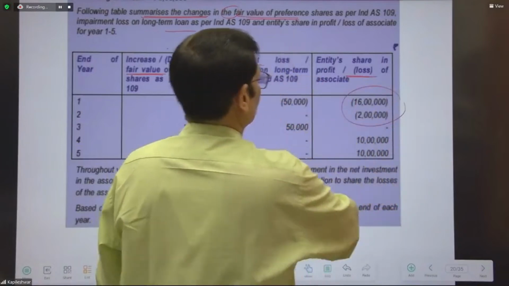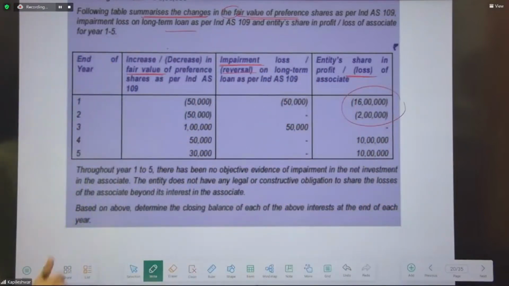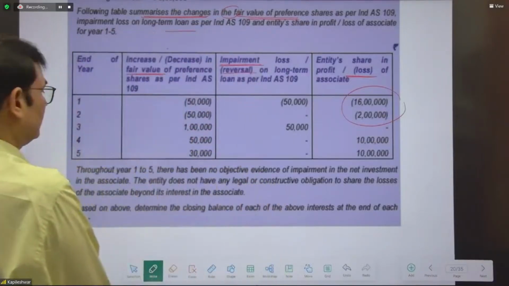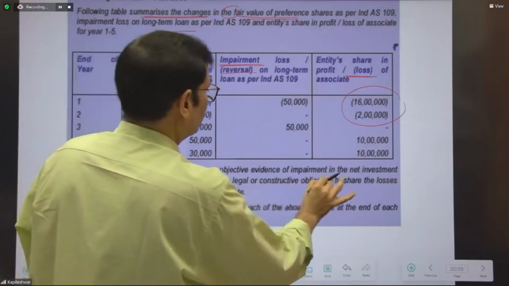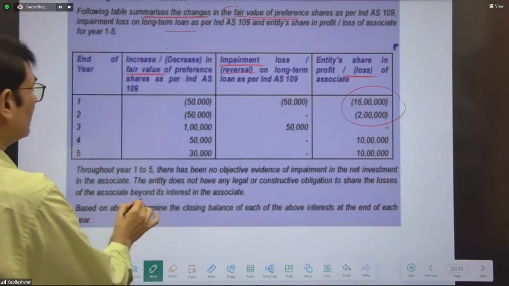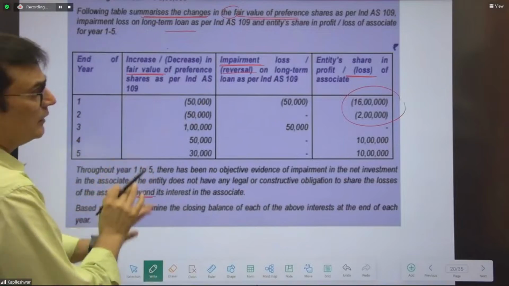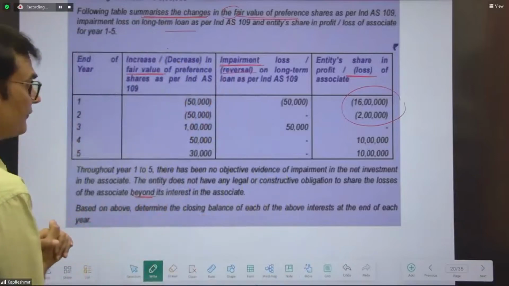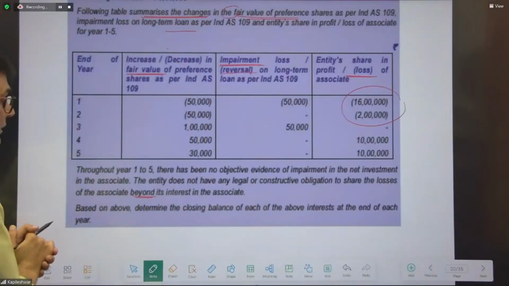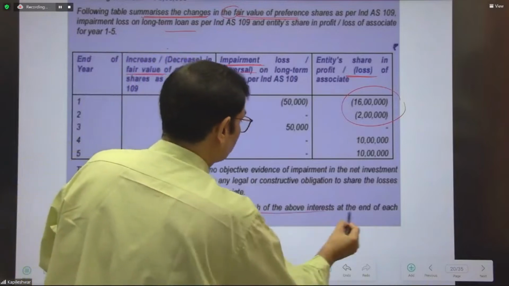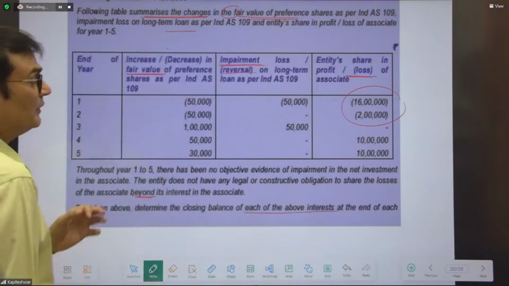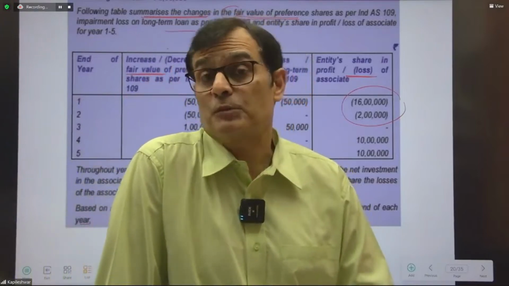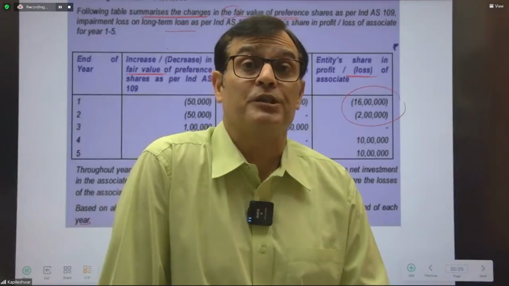So we can see that in the initial 2 years, they've got a loss. Throughout years 1 to 3, there has been no objective evidence of impairment in net investment. The entity does not have a legal or constructive obligation to share losses beyond its interest in the associate. We are responsible to share a loss only to the extent of 16 and 2 lakhs. Based on the above, determine the closing balance of each of the above interests at the end of each year. We need to now calculate the value of these 3 investments in the consolidated balance sheet of the investor.